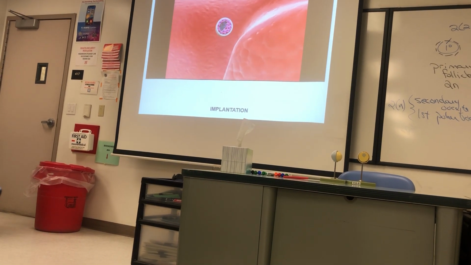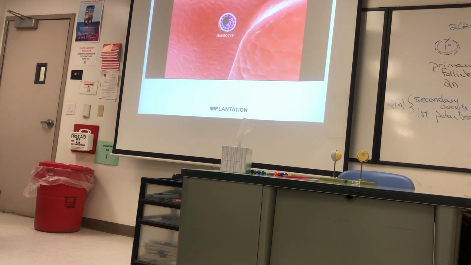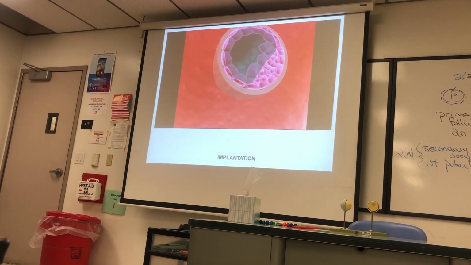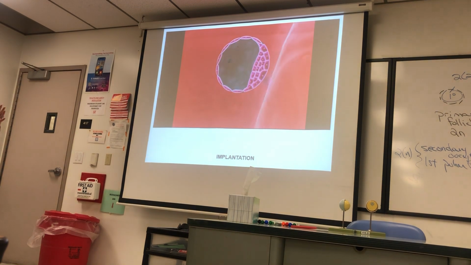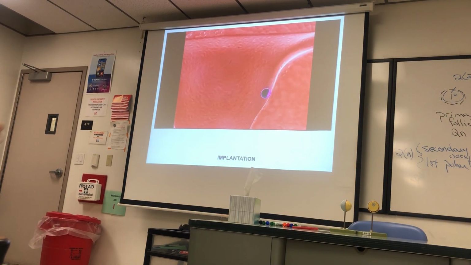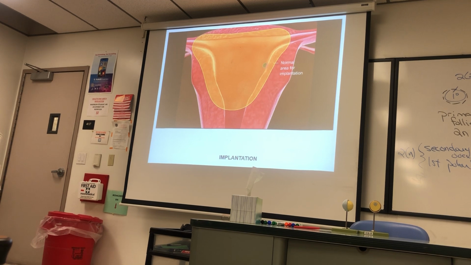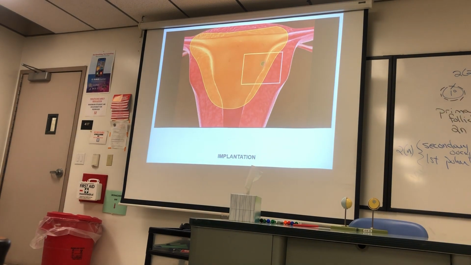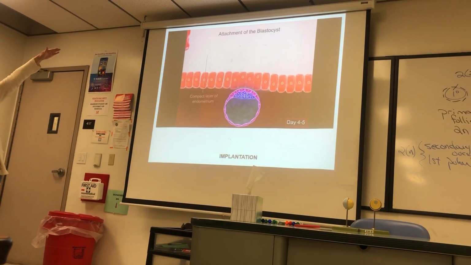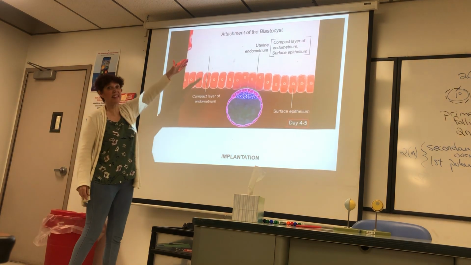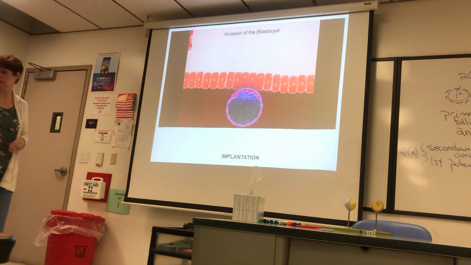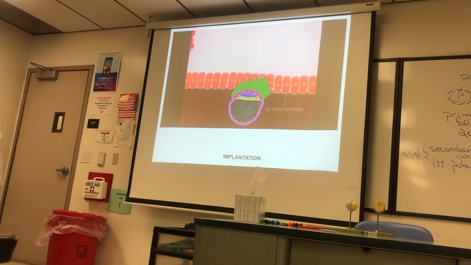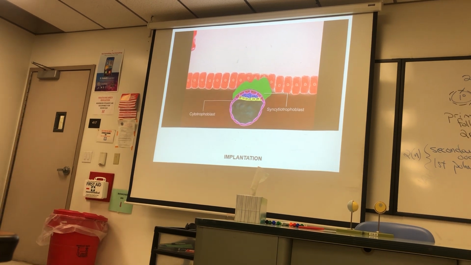So here it still has the zona pellucida. They didn't show the hatching, but it lost the zona pellucida, and it settles down with the inner cell mass towards the surface of the uterine lumen. This is the stratum functionalis up here, so it's moving that direction. All right, so let's stop it there.